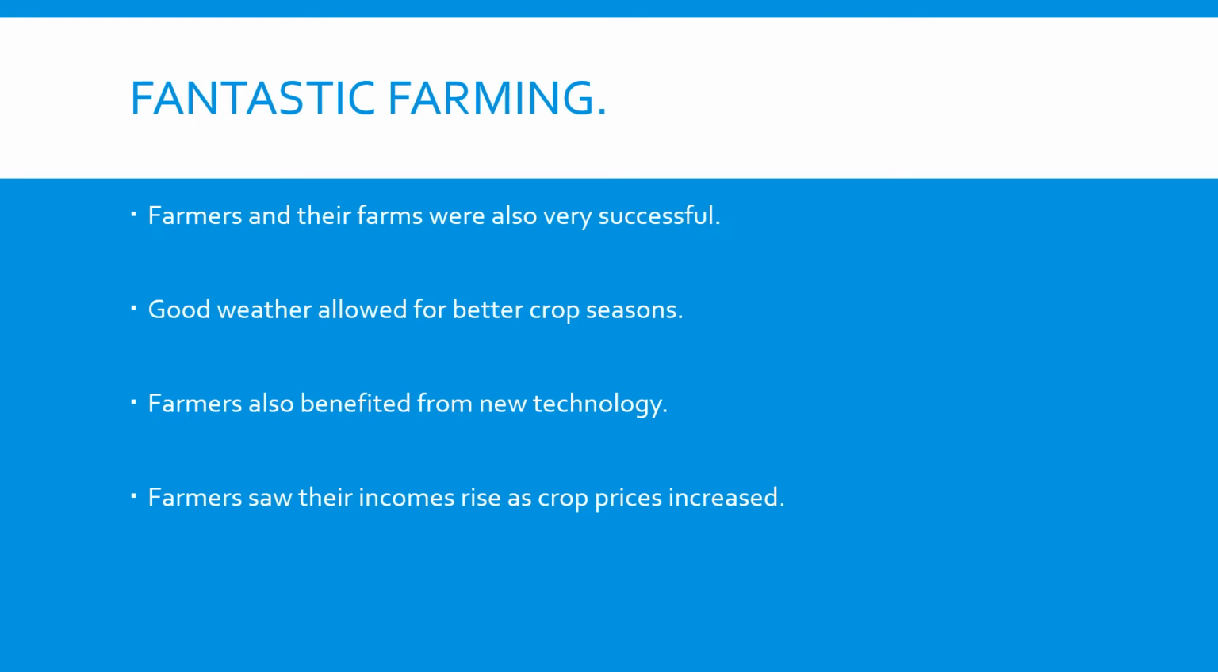Farming was also very successful. We've talked about victory gardens, but farmers growing crops for the American public and for soldiers were also successful. Good weather allowed for better crops. Farmers also benefited from new technologies, and saw their incomes rise as crop prices increased. All these things, the rise in income during the war and the rise of income of different people like farmers, helped lead to a very successful economy following World War II.